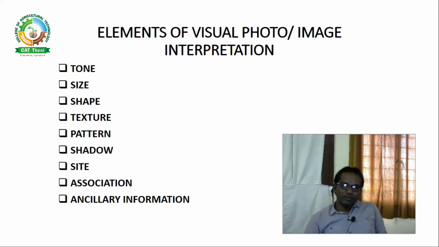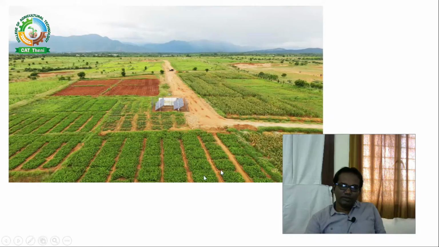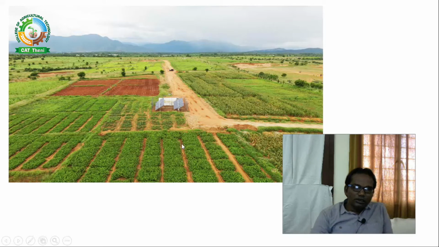Have you understood? In this photograph also I can explain. You can see the shape. This cropping area has a definite shape, and this area also has a shape. So that is called shape. Even though we have not visited the field, we can differentiate each and every object in the image. That is influenced by such elements, the eight elements.